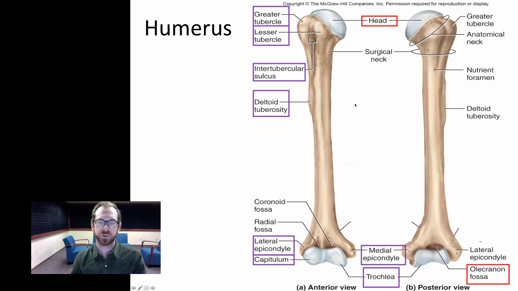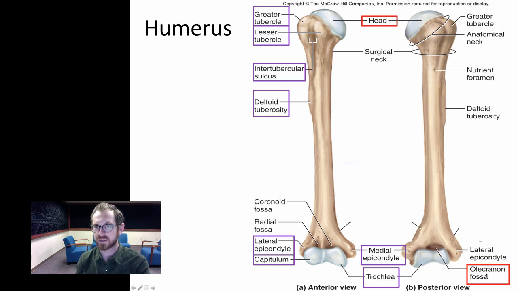Now we're looking at the humerus, and the humerus is going to make up your arm. Okay, this is our arm, this is our forearm, but your humerus is in your arm. And let's first figure out the proximal end and the distal end here. The proximal end is going to be the head. This is the part that's going to articulate with the glenoid cavity at the scapula. And the distal end is going to be down here, and there's a feature here called the olecranon fossa.